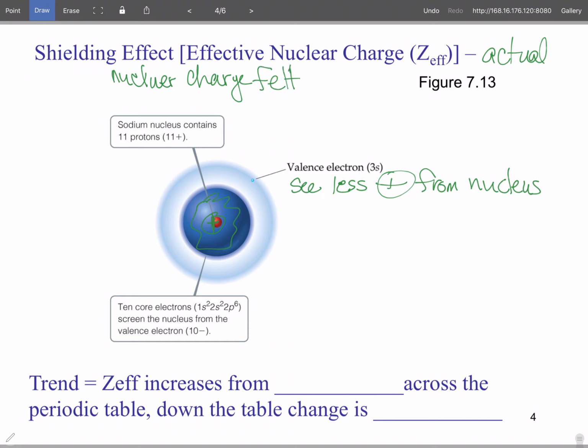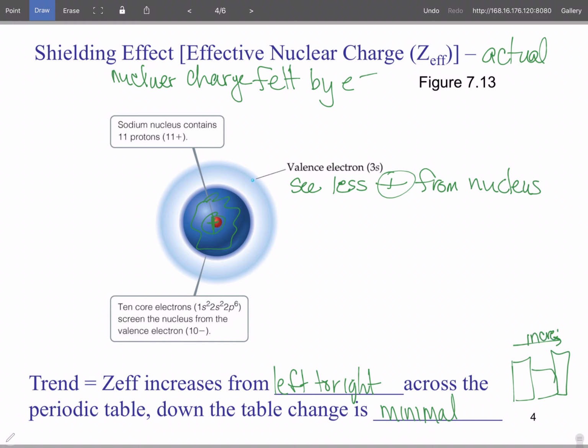And since you could do this for each electron, we're not going to do that. But basically the trend for shielding increases from left to right across the periodic table, and down the table the change is minimal, and that's because of the way the electrons go in. So when we're talking about these trends, it's going to increase this way. And the trend here is not really.